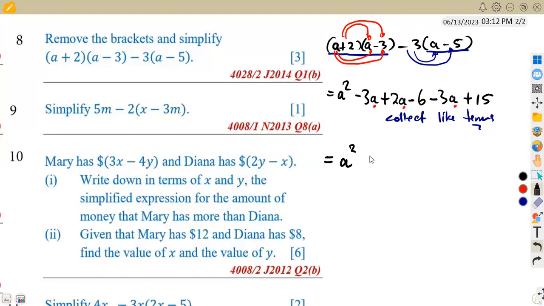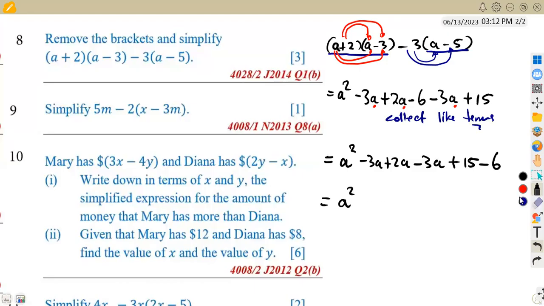Now, we can rewrite this. Minus 3a plus 2a. We take this one, minus 3a. We are remaining here with the minus 6 and 15. We can just start with a positive 15, then we end with negative 6, which is fine.